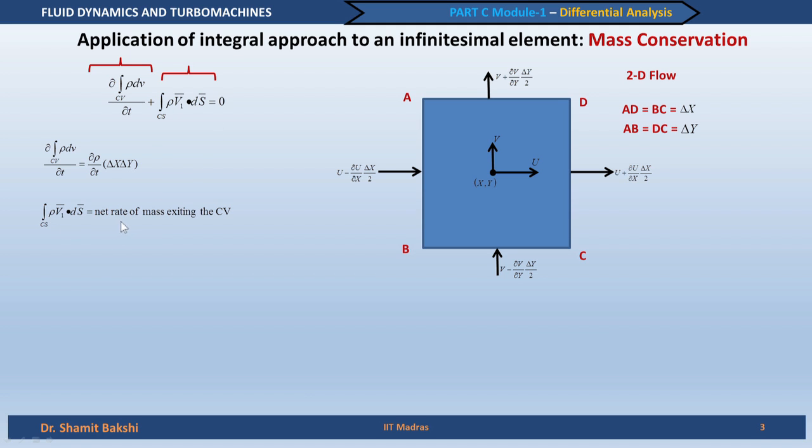This part is actually the net rate of mass exiting the control volume. That means the rate at which mass is going out of the control volume, for this case through surface AD and surface DC, minus the rate at which the mass is coming into the control volume through surface AB and surface BC. So, we do that systematically. We first find out the rate of mass exiting in the x direction. So, this is the x direction. To find out the rate of mass exiting in the x direction, we can write it like this.